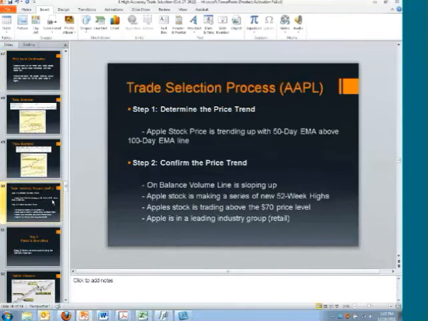And using the trade selection process for Apple, first we determined that the price trend was up using the 50-day and 100-day EMA. Then we confirmed the price trend, and we saw that the on-balance volume line was sloping up. Apple stock was making a series of new 52-week highs. It's trading above that $70 price level, and it's also in a leading industry group, retail.